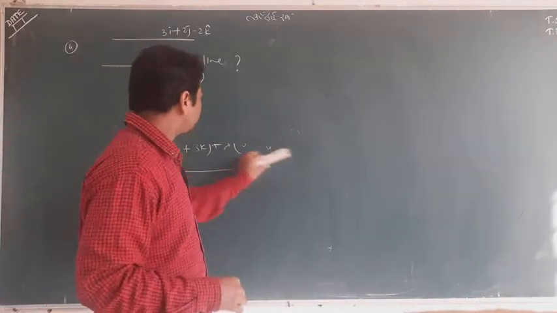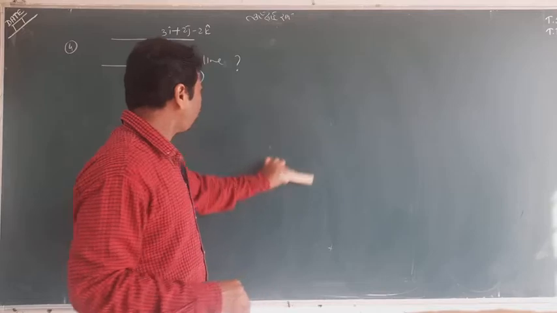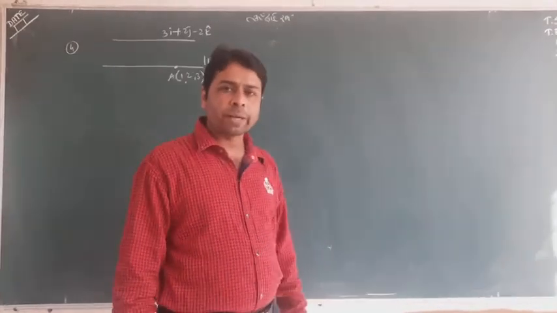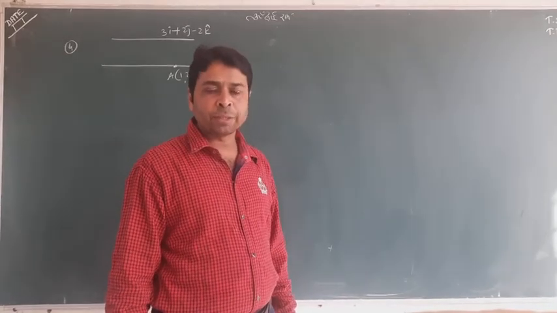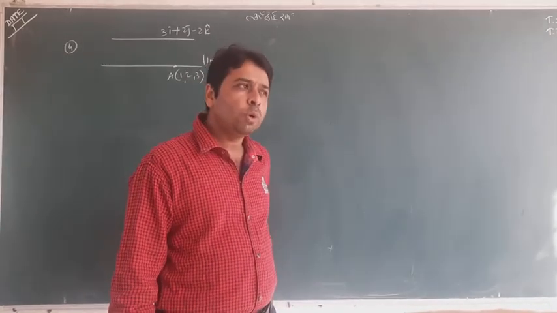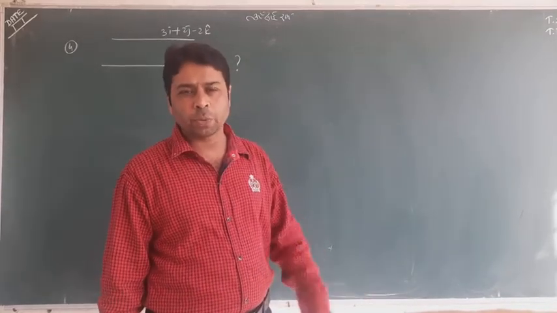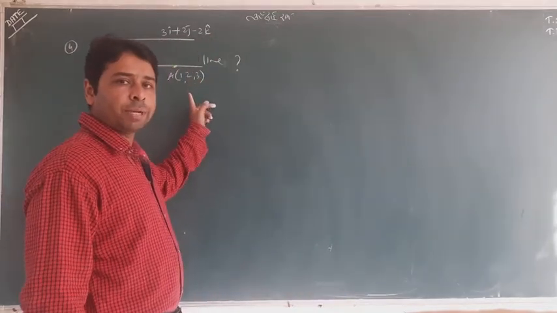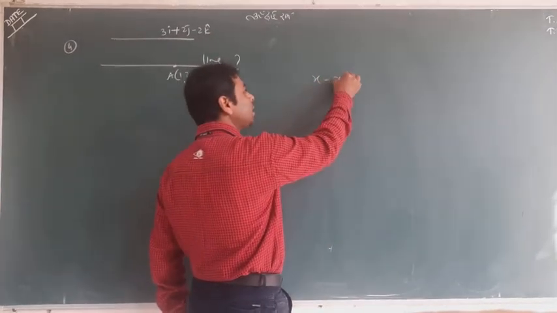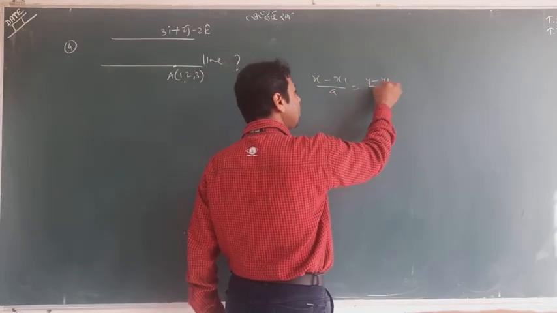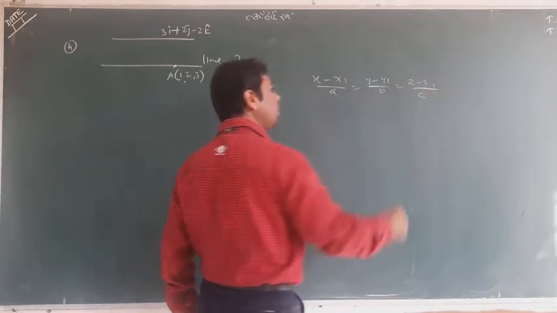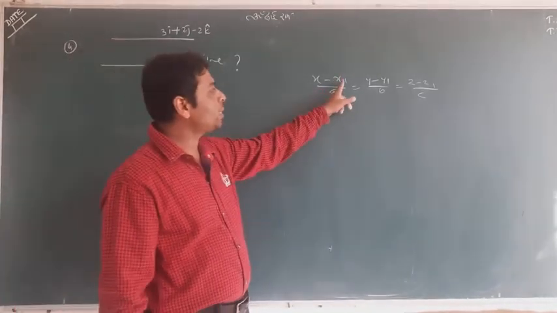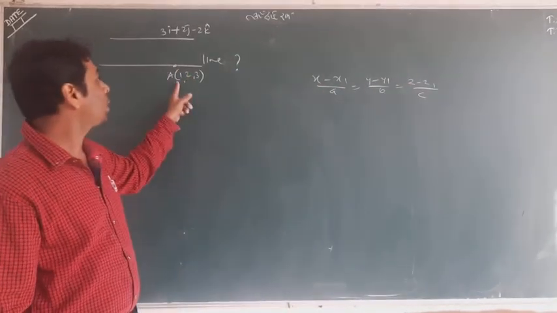But if a question comes and you want to find its Cartesian form, and you're not good in vector, you should be good in at least one of the methods. Suppose you're good in Cartesian equation. What is the Cartesian equation? When a line passes through one point, you remember (x - x1)/a = (y - y1)/b = (z - z1)/c. This is the equation of a line which passes through one point, where the point is (x1, y1, z1).